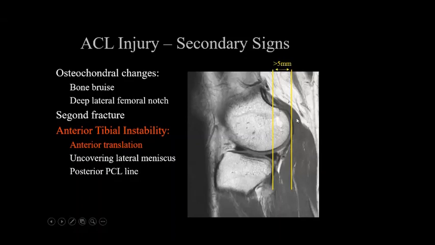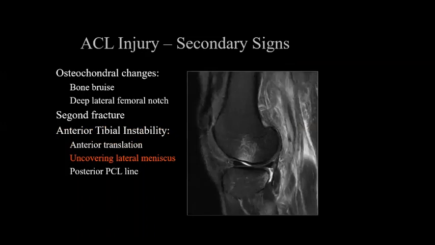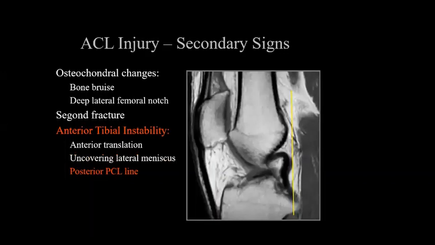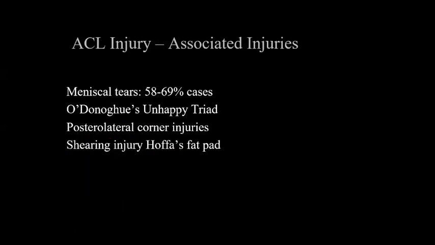Another secondary feature of ACL tear is the anterior translation of the tibia in relation to the femur, and you get quite a bit of a gap here between the posterior aspect of the lateral femoral condyle and posterior aspect of the lateral tibial plateau. The kissing bony contusion I was talking about in the lateral femoral condyle and lateral tibial plateau due to prior pivot shift injury is also very important, suggesting associated ACL tear. The question mark appearance of the PCL is also another feature of ACL tear.